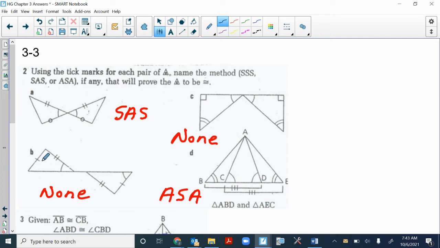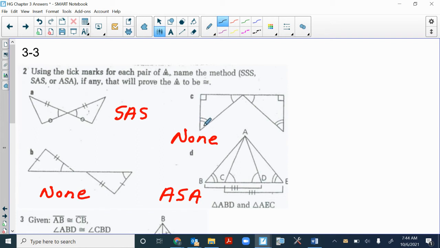Okay. B, if you look, we do have corresponding sides congruent, and then a corresponding angle congruent. However, it's not side, side, side, side angle side, or angle, side, angle, because the order of it does matter. So these 2 sides are congruent, but the angle is not between them, right? The angle has to be between the 2 congruent sides for us to use side angle side. If it's not, then it's none.